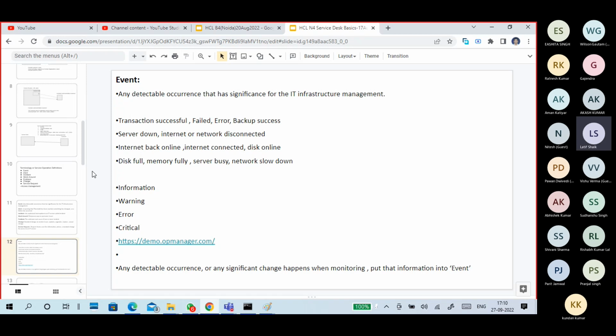Just to understand, in an event we have information, warning, and errors. Information means successful events. Generally, successful events just happen. It is not an error or warning type. It is generally like a backup is successful. I downloaded some application. Download successful. Installation successful. Transaction successful. Disk back online.